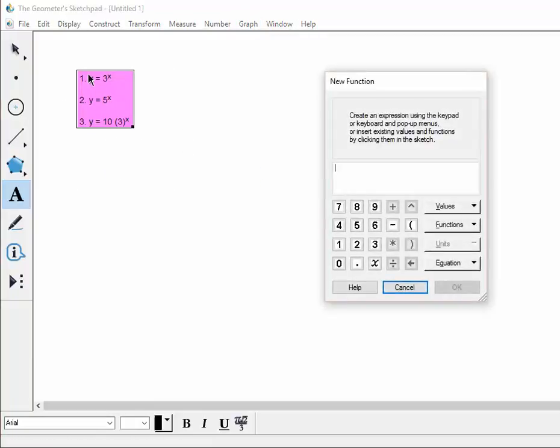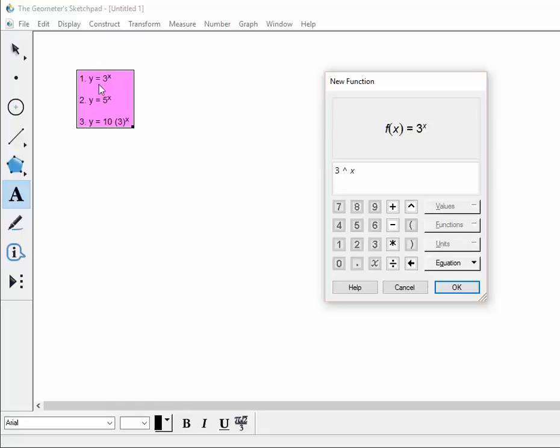So I need to type in the part after the y equals. So I need to type in 3 to the x. The exponent is x. So I use this little caret button to show that I'm going to have an exponent. And then here's the x down here. This is not a times sign. This is a variable of x. And then I look up here to see if it matches.